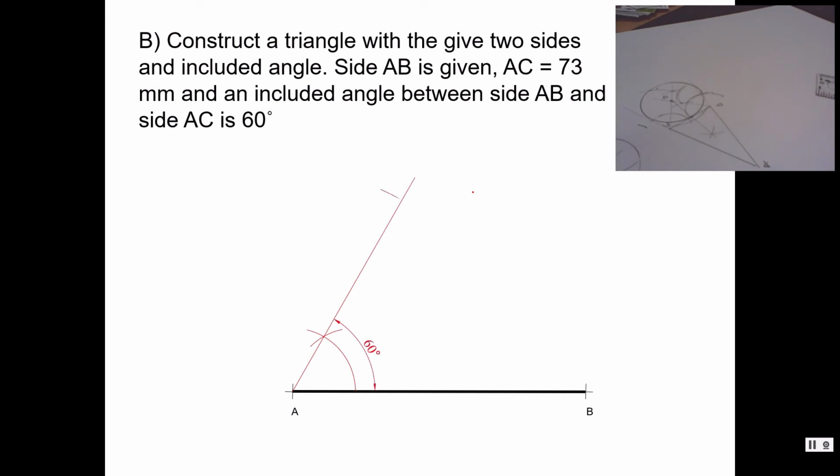Okay, this is 60, and then AC should be 70 degree. Okay, it's really easy actually. The first step is to construct a 60 degree angle, similar to the example that we have done before.